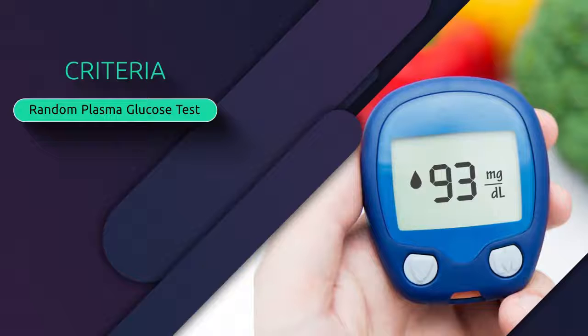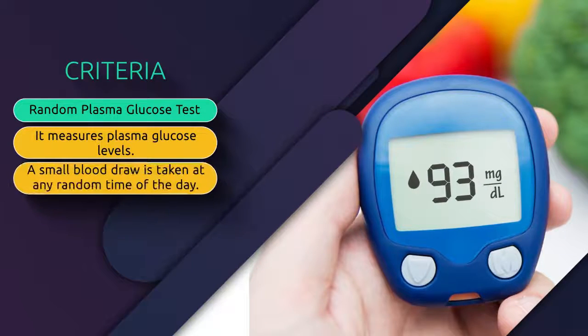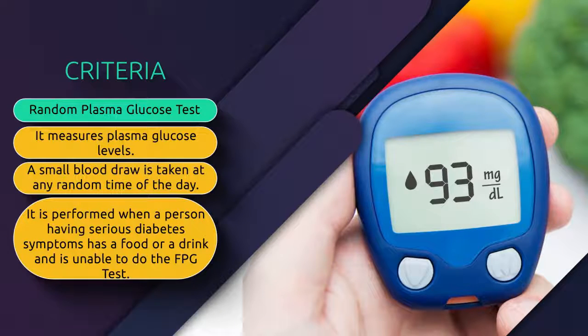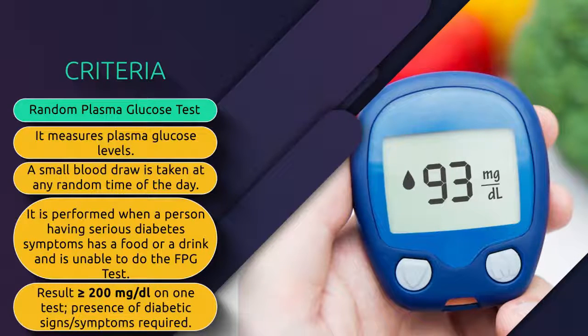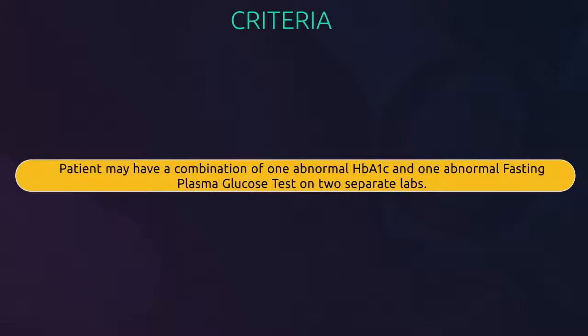The last test on our list is the random plasma glucose test, or RPG, which measures plasma glucose levels. A small blood draw is taken at any random time of the day. Generally, it is performed when a person having serious diabetes symptoms has food or a drink and is unable to do the FPG test. When the result is greater than 200 milligrams per deciliter on one test, the presence of diabetic signs is confirmed. Note that the patient may have a combination of one abnormal HbA1c and one abnormal fasting plasma glucose test on 2 separate labs.